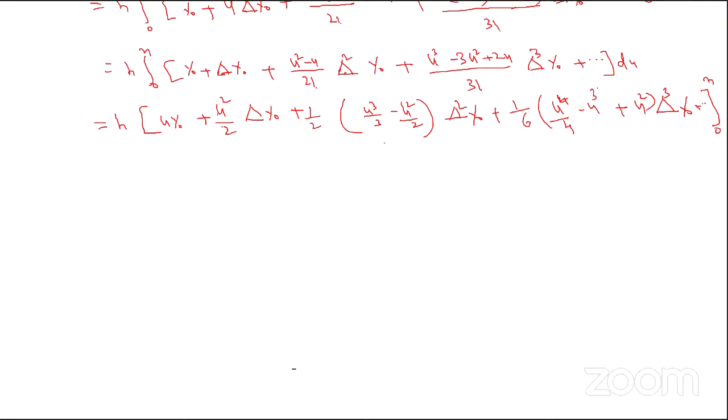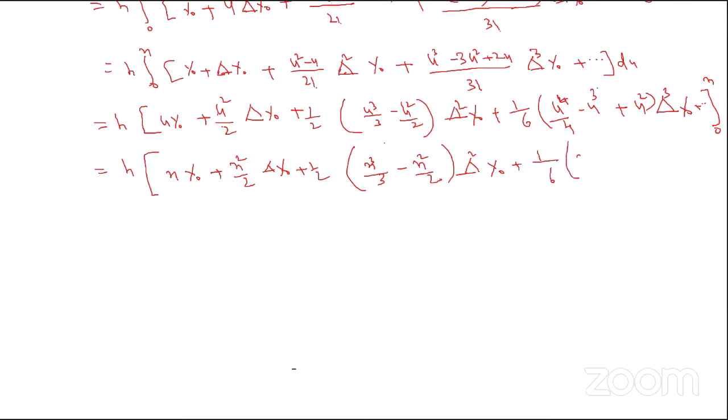Lower limit is 0, upper limit is n. That is equal to h times the integral, where in place of u we are substituting: n y naught plus n square by 2 delta y naught plus 1 by 2 (n cube by 3 minus n square by 2) delta square y naught plus 1 by 6 (n power 4 by 4 minus n cube plus n square) delta cube y naught plus 1.